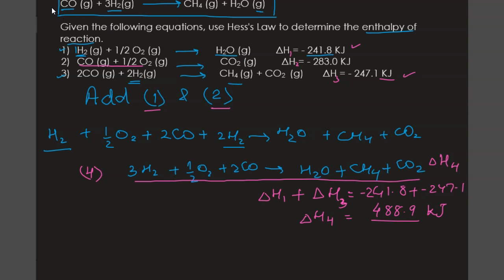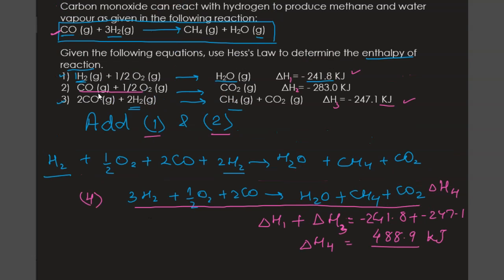First of all, we will look at our parent reaction. This is our parent reaction that we need to form. Now, in order to get this parent reaction, we need just one carbon monoxide. We have two carbon monoxides in this fourth reaction. We need three hydrogen molecules, and we have three hydrogen molecules. So this criteria is fulfilled. We have two, we need one. That means we need to take away one.